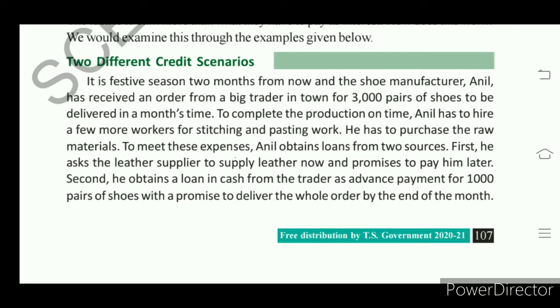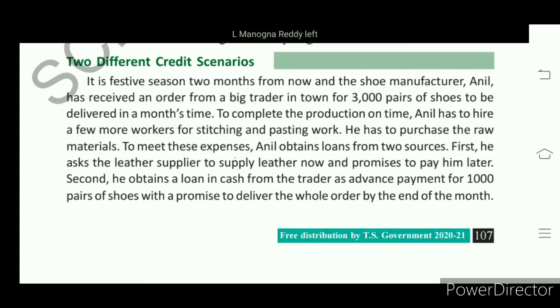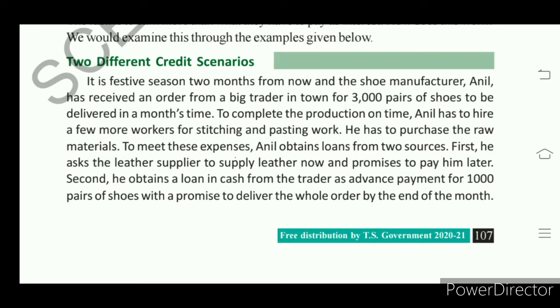So Anil has to hire a few more workers for stitching and pasting work for producing the shoes. Understand? So he has to purchase the raw material. How are the shoes produced? There is a need of workers for stitching and pasting work. There is a need of money to buy the raw material for making the shoes. So for all these activities, to meet these expenses, Anil has to take a loan from two sources.